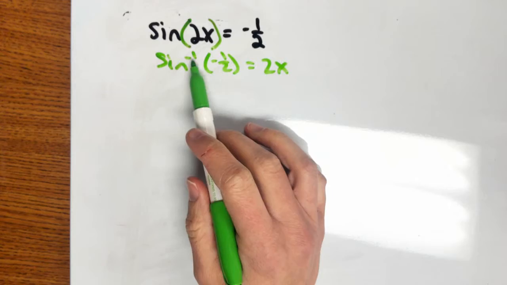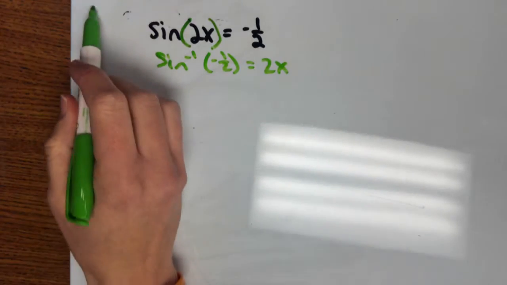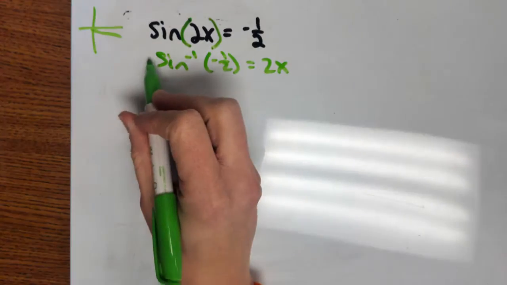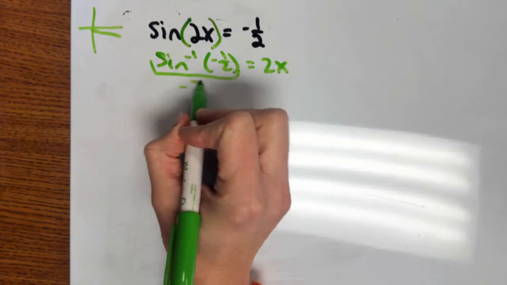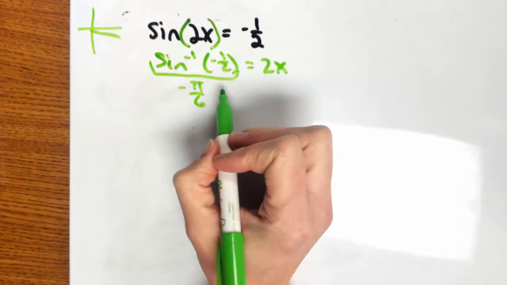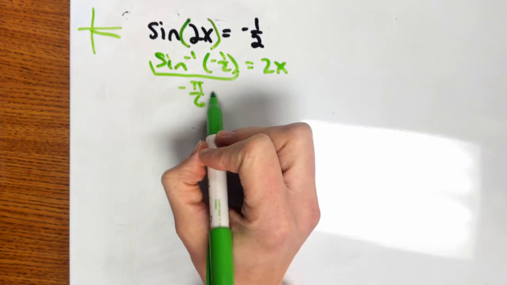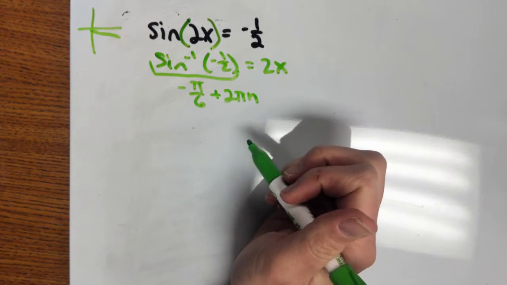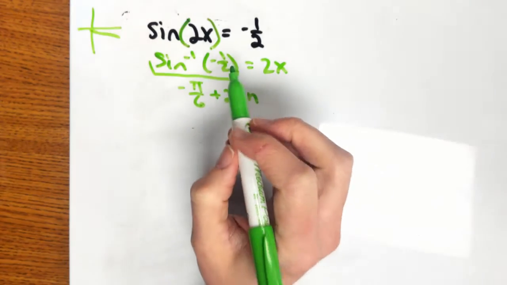So because I am looking for the angle, it has to be restricted. Remember, sine is first and fourth. So that's going to give me negative pi over 6, because that is where sine is negative 1/2. That is also going to occur 2 pi units later, and 4 pi units, and 6 pi. We can go around that circle as many times as we want.